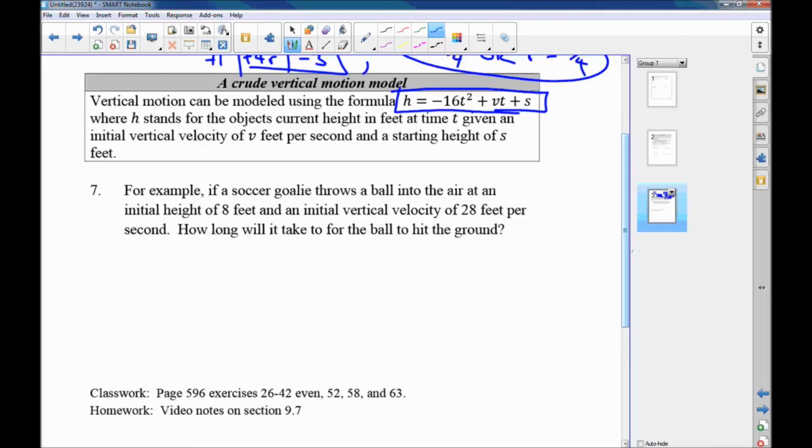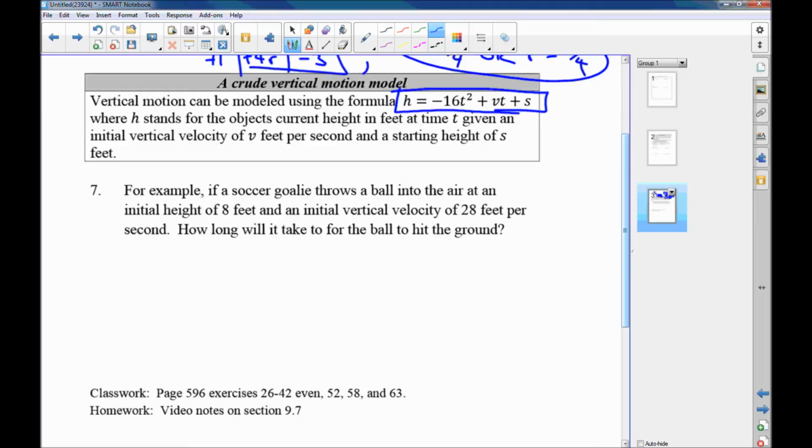h equals negative 16t squared plus the velocity times t plus the starting. So h is any given height at time t, and v is our initial upwards or downwards velocity, and s is our starting height. So notice it doesn't talk about how far left or right it goes, just up and down. Okay?